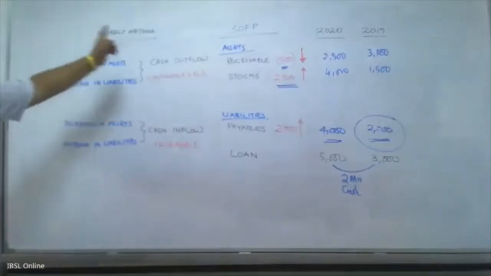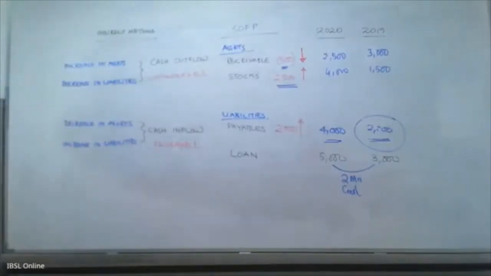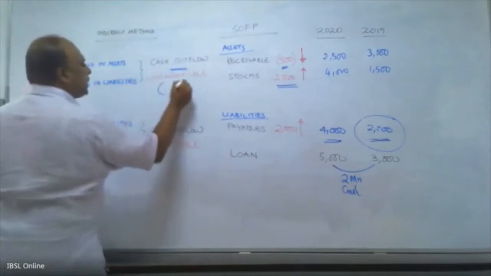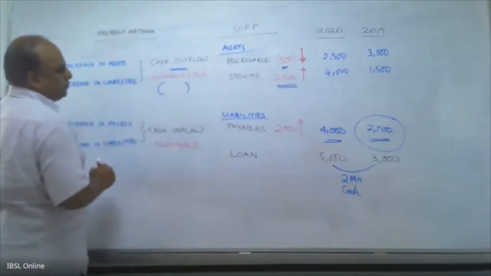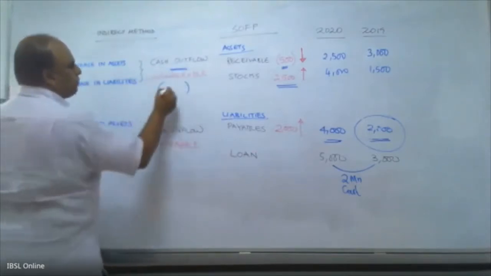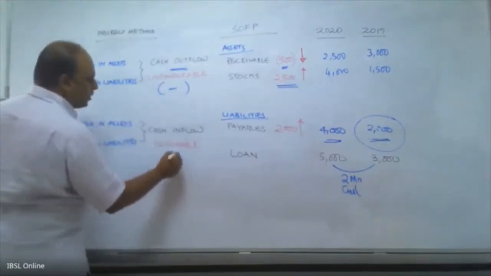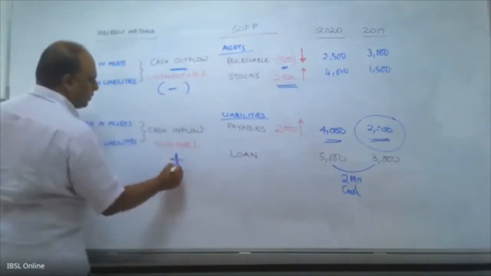Right. So I feel that it is better for you all to take this down, and it will be easy. And this is what is important. You have to remember. So in the cash flow, when it is a cash outflow, you have to show it as a negative figure. But when it is a cash inflow, it's a positive figure.